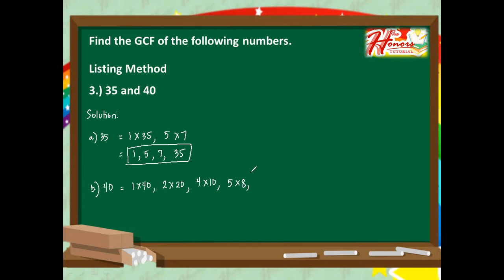9, no. 6, no. 7, no. 8. If you're going to write 8 times 5, please don't, because you already have 5 times 8, it will become redundant for the numbers to be there. So just remove it because it is still 5 and 8 in different position. 9, no. 10 also. If you're planning to write 10 times 4, please don't write it. It is because you get the same numbers, 4 and 10 still. So that's it. Let's write it in increasing order. So we have here 1, 2, 4, 5, 8, 10, 20, 40. So now let's look for the GCF of these two numbers.